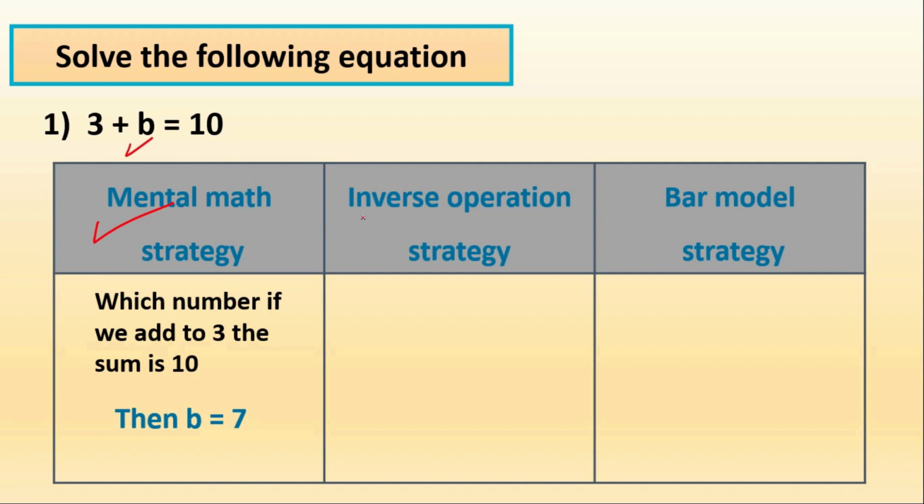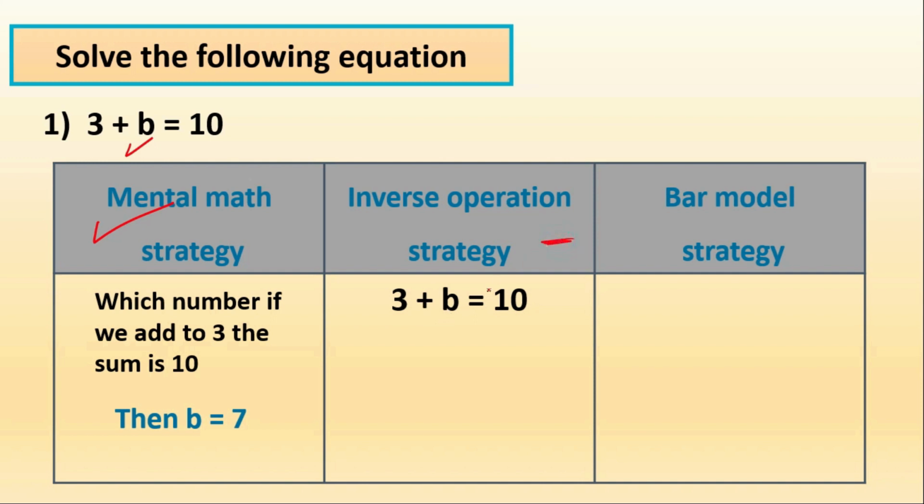Okay, the next strategy, the inverse operation strategy. Here we have the equation 3 plus b equals 10. Which is the inverse operation for adding? The inverse operation for adding is subtraction. So now, can you get the value of variable b using subtraction?